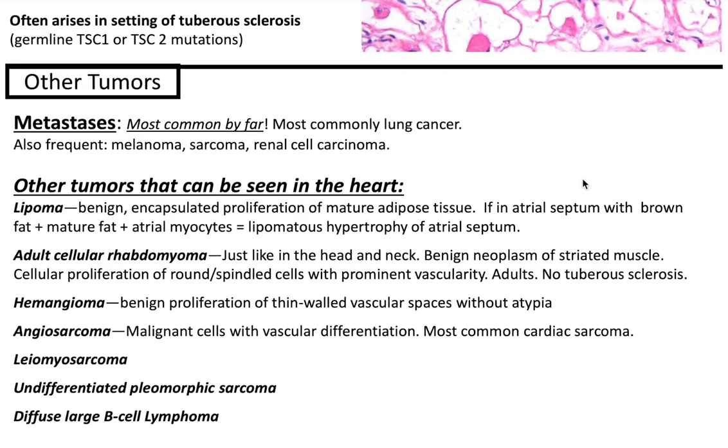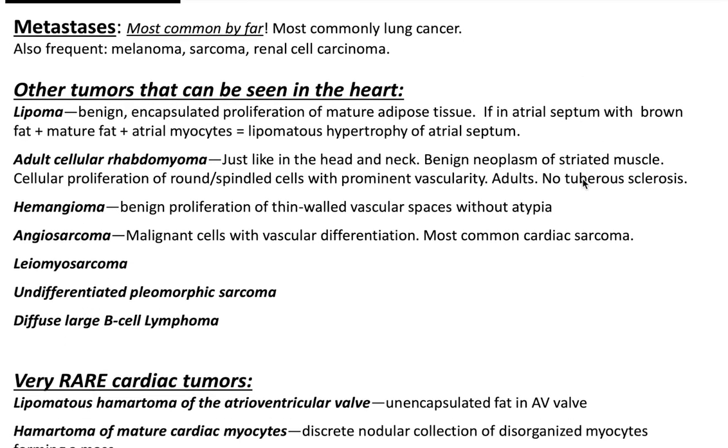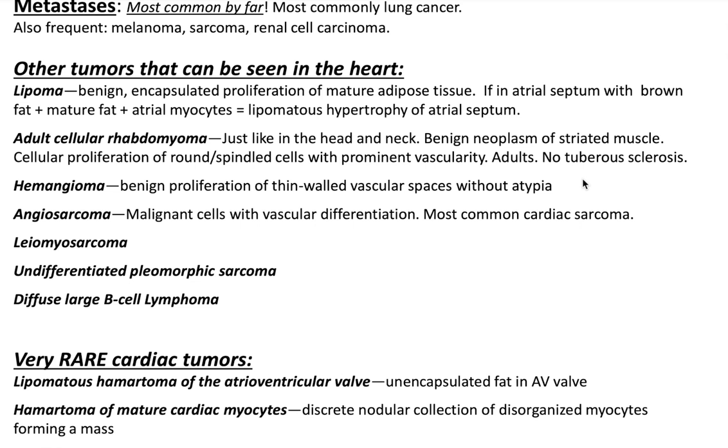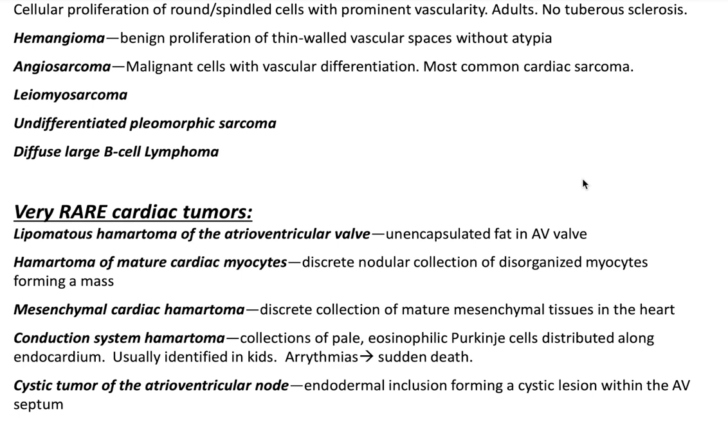Other tumors include metastasis. Other tumors that can be seen in the heart: lipoma, adult cellular rhabdomyoma, hemangioma, angiosarcoma, leiomyosarcoma, undifferentiated pleomorphic sarcoma, DLBCL. Very rare cardiac tumors include lipomatous hamartoma of the AV valve, hamartoma of mature cardiac myocytes, mesenchymal cardiac hamartoma, conduction system hamartoma, and cystic tumor of the atrioventricular node.